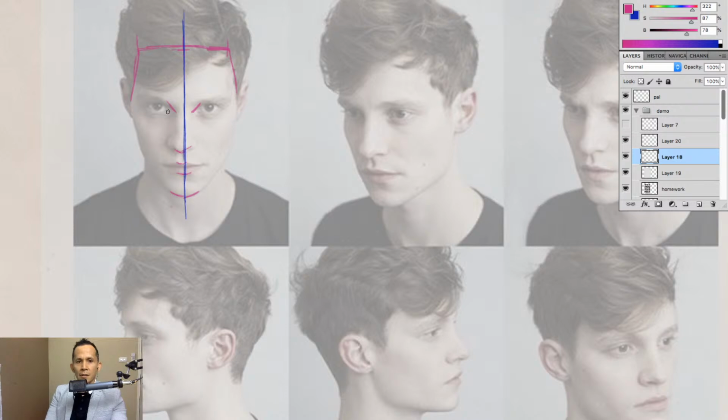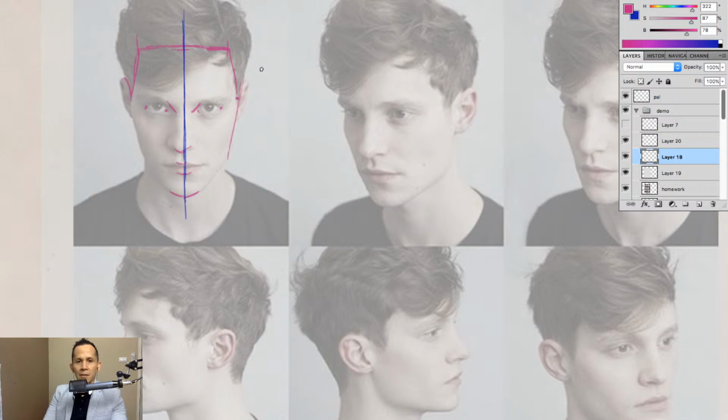Next, horizontal center. Eye line, tear duct, corner. Ear connection, not too obvious. I'm just going to put it right there. The hairline meets the ear. The jawbone meets the ear. So I'm just going to roughly estimate it's here.